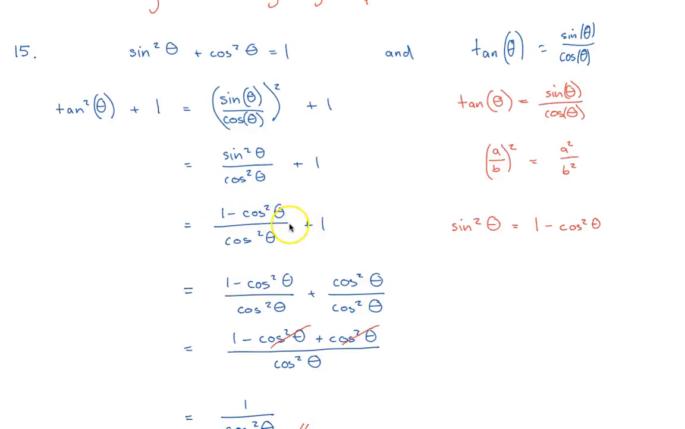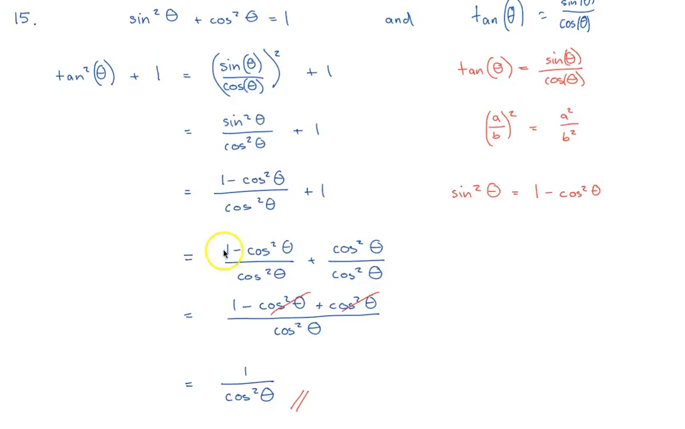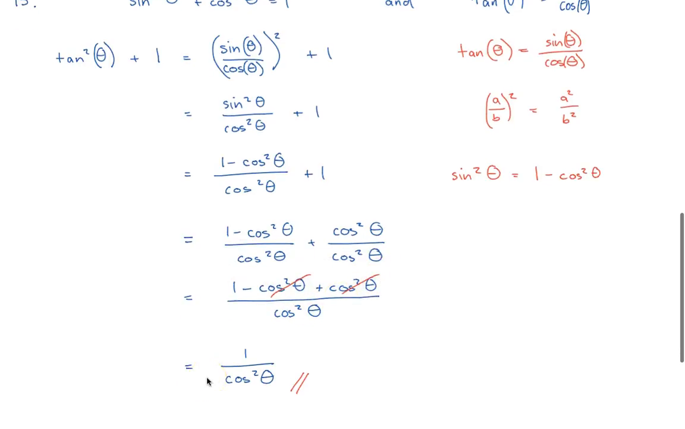Next, we want to combine these two terms. In order to do that, if we want to add two numbers, we need to have the same denominator. So, knowing that 1 is the same as cosine squared of theta on cosine squared of theta, now we can add those two fractions: 1 minus cos squared of theta plus cos squared of theta, over cos squared of theta. When we do that, we have a minus cos squared of theta and a plus cos squared of theta, and those two cancel out, and finally we're left with the desired right-hand side of the equation.